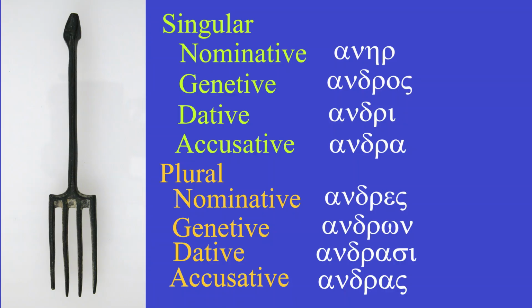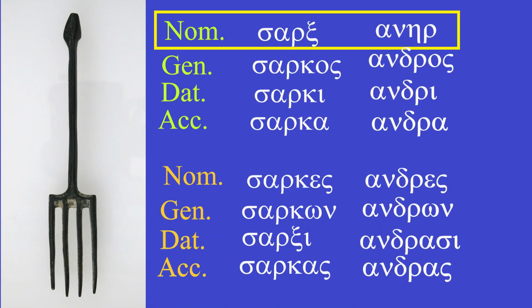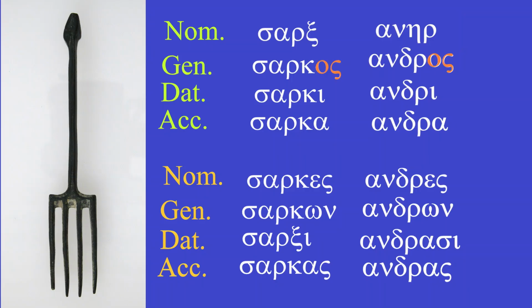Let's put sarx next to anir. We can see patterns. In the singular, while the nominative forms are unique, the genitives both end in omicron sigma. Both dative forms end in iota, and both accusative forms end in alpha. In the plural, the nominatives both end in epsilon sigma. Both genitives end in omega nu.